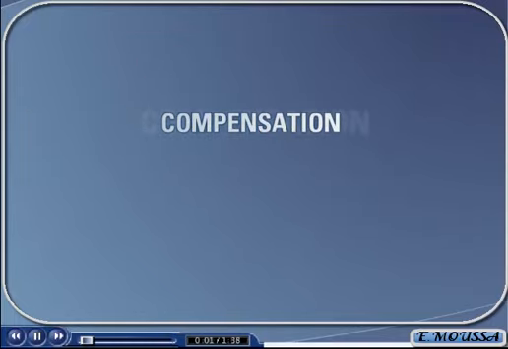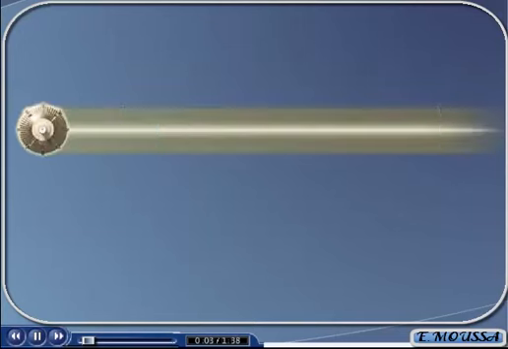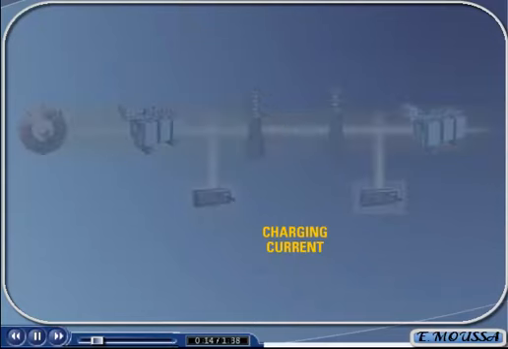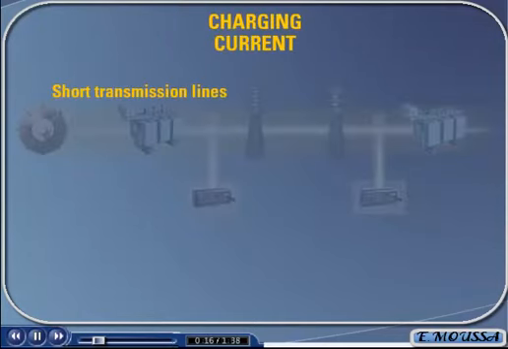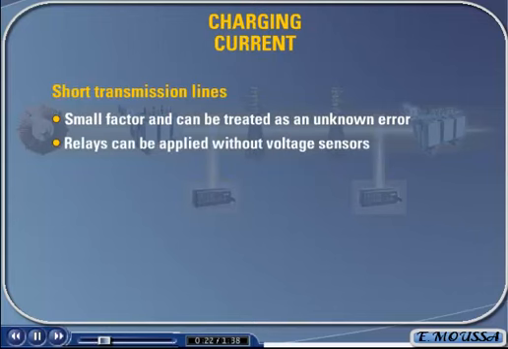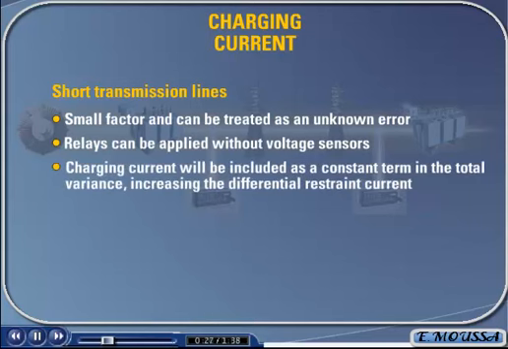The basic premise for the operation of differential protection schemes is that the sum of the currents entering the protected zone is zero. In the case of a power system transmission line, this is not entirely true because of the capacitive charging current of the line. For short transmission lines, the charging current is a small factor and can be treated as an unknown error. In this circumstance, the relays can be applied without voltage sensors. The line charging current will be included as a constant term in the total variance, increasing the differential restraint current.